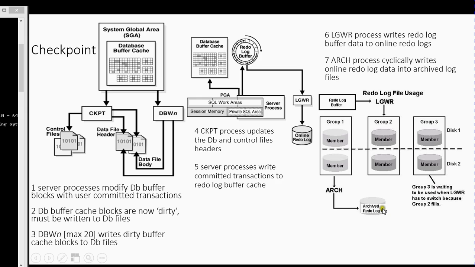That's what I meant when I said it's cyclical. The information is never in just one online redo log. It's always being moved around, and ultimately ends up in the archive logs. Again, you can use that to perform recoveries and restores for your database.